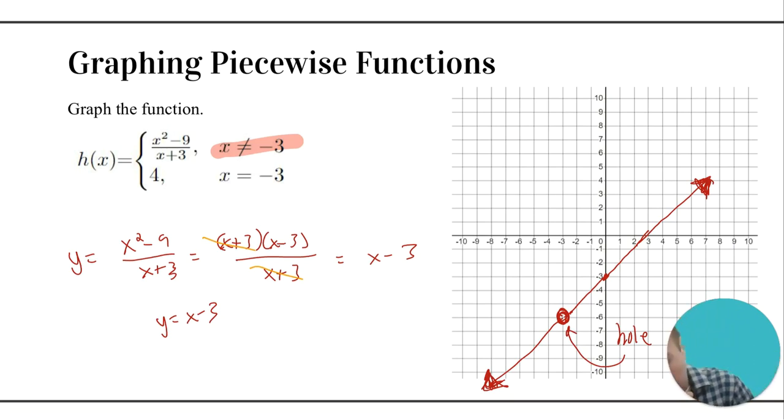And then the only other thing that we have is that when x equals negative 3 specifically, so only at x equals negative 3, we should have a y value of 4. So there should be a singular point, that at negative 3, I'll just have a single point right there. So that's it. That's the graph of that piecewise function, right?